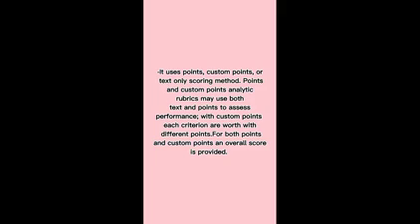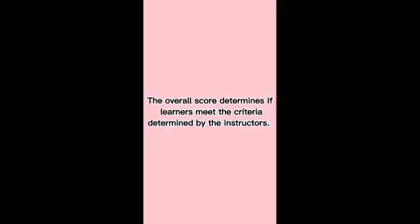Points and custom points analytic rubrics may use both text and points to assess performance. With custom points, each criterion may be worth a different number of points. For both points and custom points, an overall score is provided based on the number of points achieved. The overall score determines if learners meet the criteria determined by instructors.